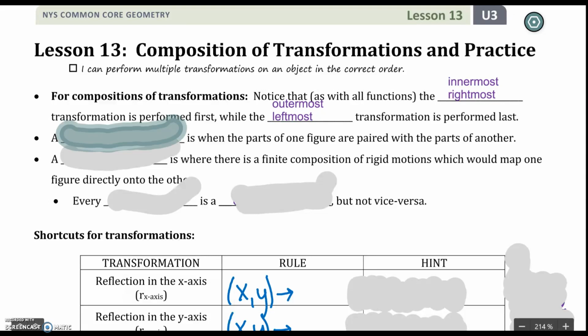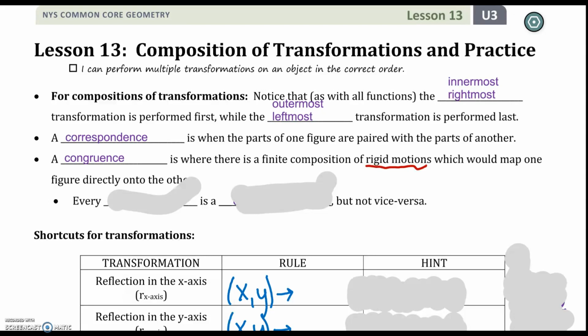Okay, now when we do a transformation of any kind, what we end up with is a correspondence. That means that we have a pre-image that maps to an image. Parts of one figure are paired with parts of another. When we use our rigid motions that we've been discussing, then that's not only just a correspondence, it's also a congruence, because not only does each point map to another point, but all the distances between those points stay the same. So what we end up with is a figure and its image being the same size.